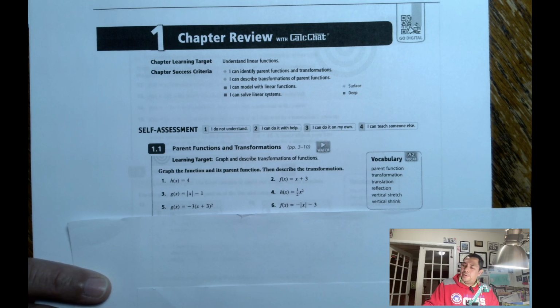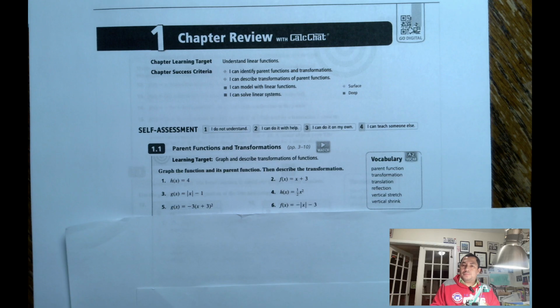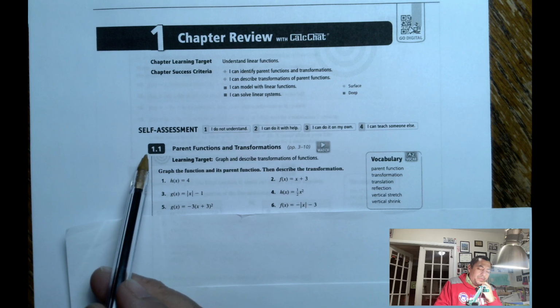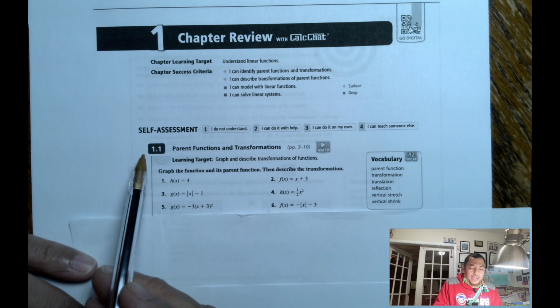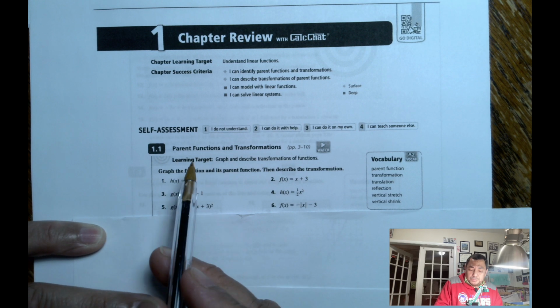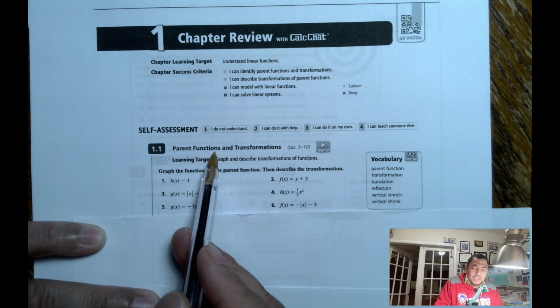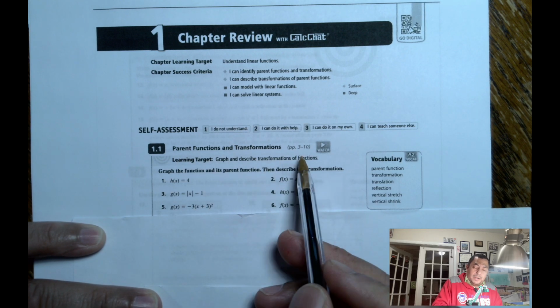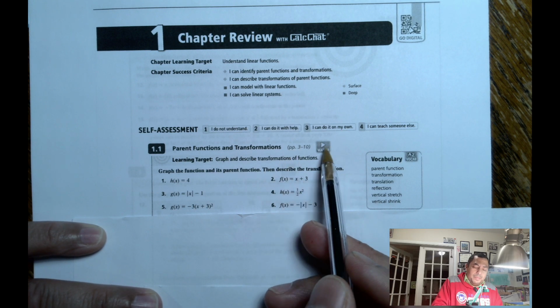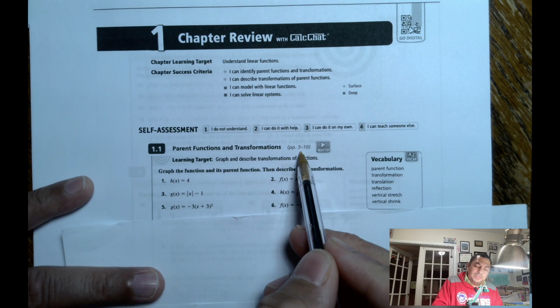We're going to solve Chapter 1 review of Big Ideas Math. Remember that this chapter starts with section 1.1, which is transformations. It's parent functions and transformations. These are problems on pages 3 to 10.